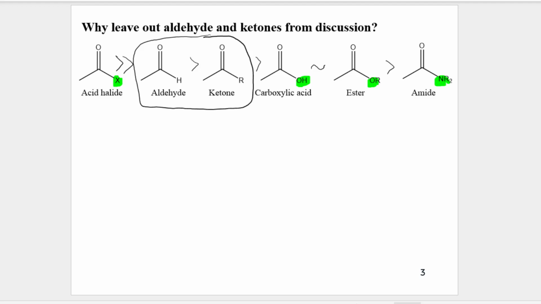Why is this the case? Well, if you think about it, we defined in the SN1, SN2, E1, E2 chapter what a good leaving group was.